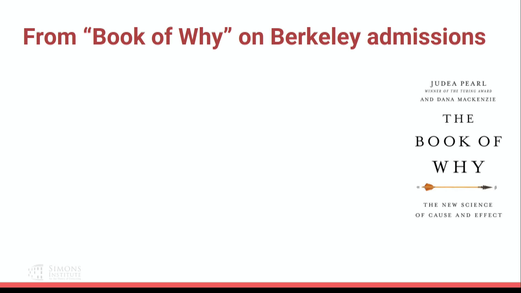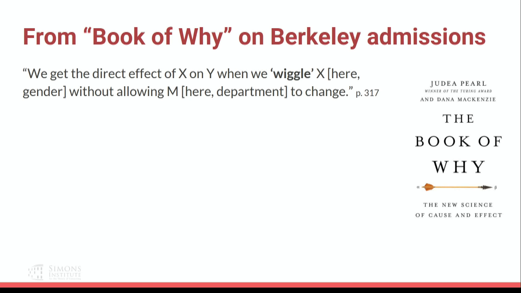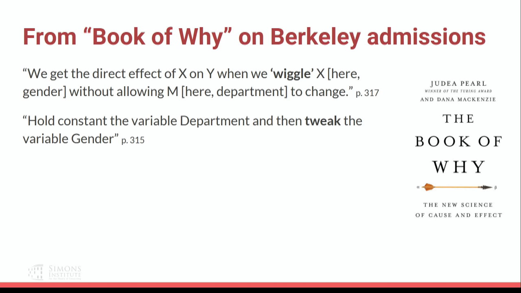And here is how he tells you to get at the direct effect. We get the direct effect of X on Y when we wiggle X, here gender, without allowing M, here department, to change. And then he says, we hold constant the variable department and then tweak the variable gender. I'm not sure I can even talk about tweaking and wiggling gender variables in public. And I don't know which is worse, to tweak or to wiggle them. And so I'm going to leave that behind at this point.